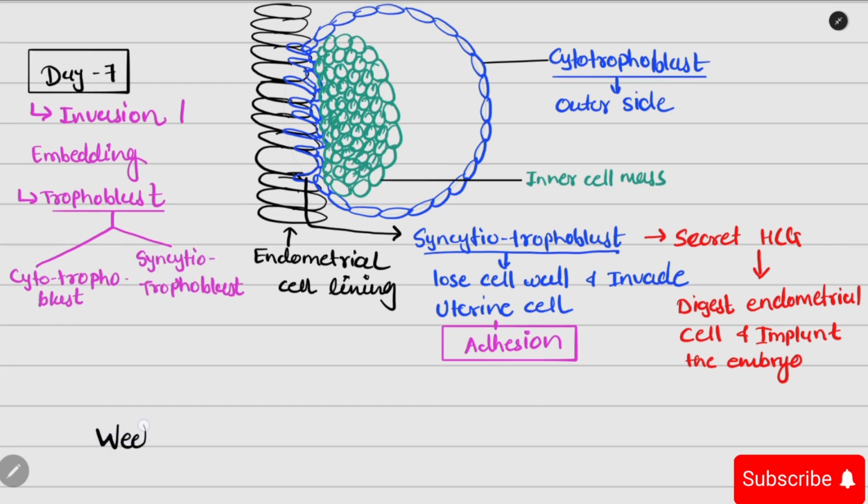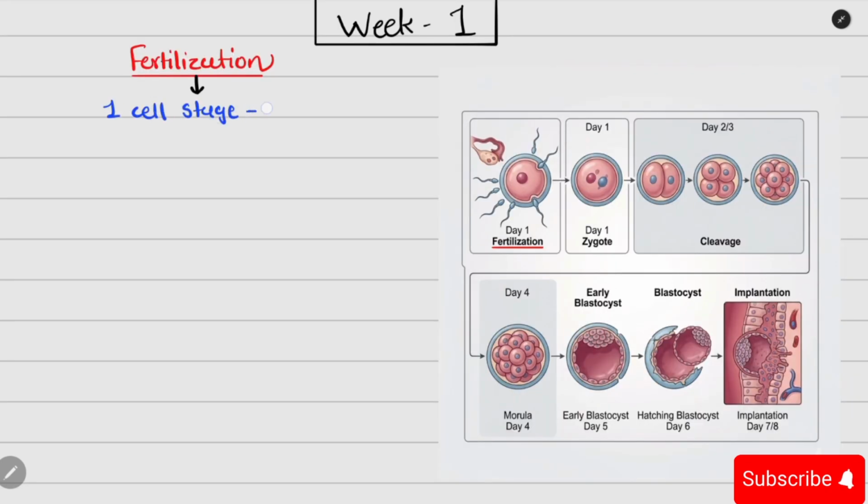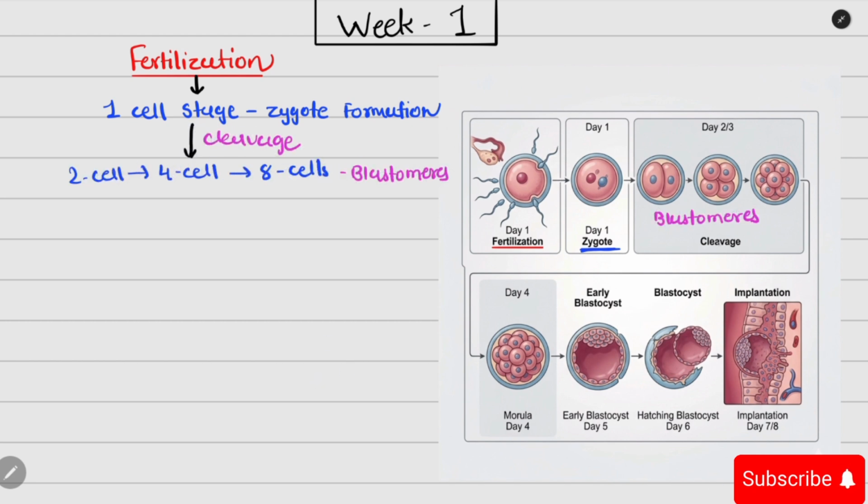Now we will revise the whole process that takes place in the first week. After fertilization, a one-cell zygote is formed. DNA replication occurs, and the cleavage process gives us the 2-cell, 4-cell, and 8-cell blastomere, time by time. Cells develop tight junctions between them and this is called compaction. Now we will have a 16 to 32 cell solid ball which is known as the morula.